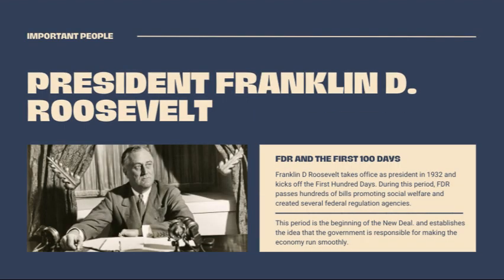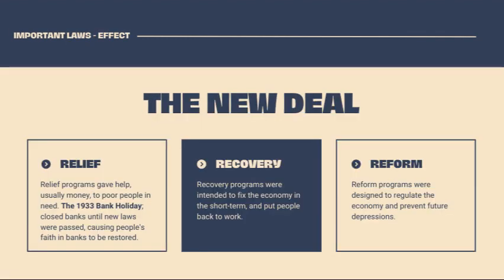In 1932, President Franklin D. Roosevelt took office. He was determined to revive the U.S. economy. During the first 100 days, he passed bills that were designed to do just that. Roosevelt believed that the government should be directly involved in the economy to ensure the welfare of the people. FDR's plan to revive the economy was the New Deal. The New Deal consisted of three parts: relief, recovery, and reform programs.